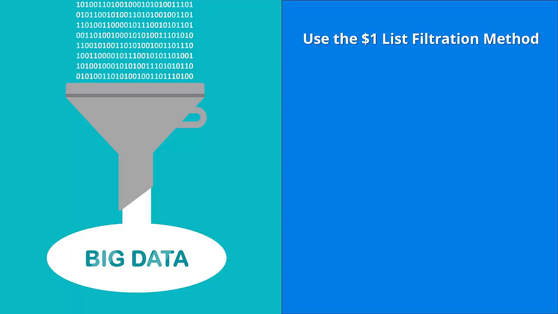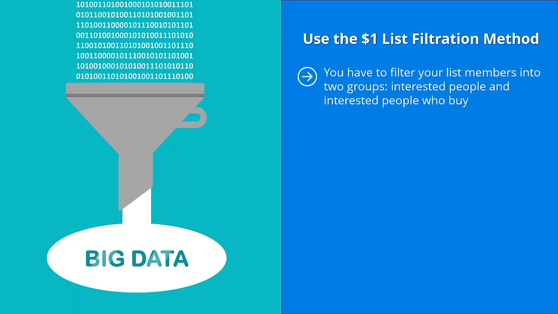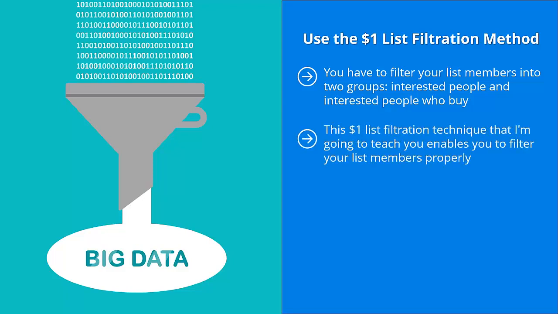Use the $1 list filtration method. You have to filter your list members into two groups: interested people and interested people who buy. These are two totally different groups of people. Now, please understand that just because people open your emails religiously, it doesn't necessarily mean that they would buy from you. Like I said above, maybe you did not present your case properly. Maybe you did not qualify them properly. This $1 list filtration technique that I'm going to teach you enables you to filter your list members properly.